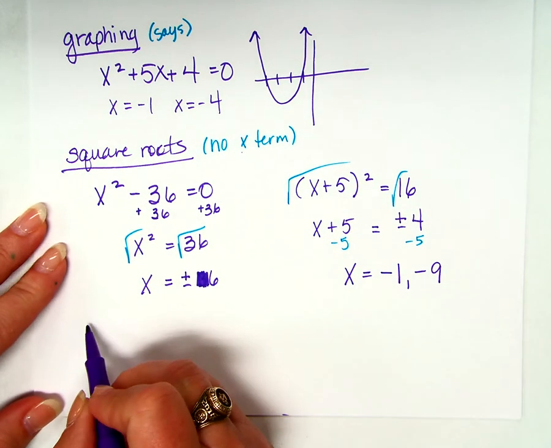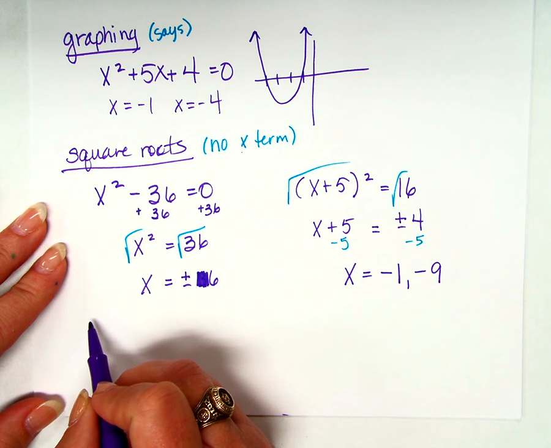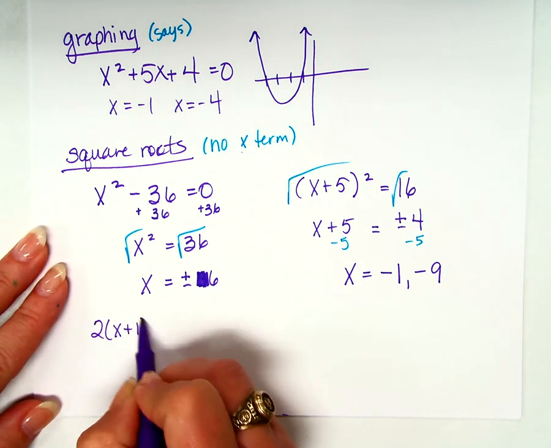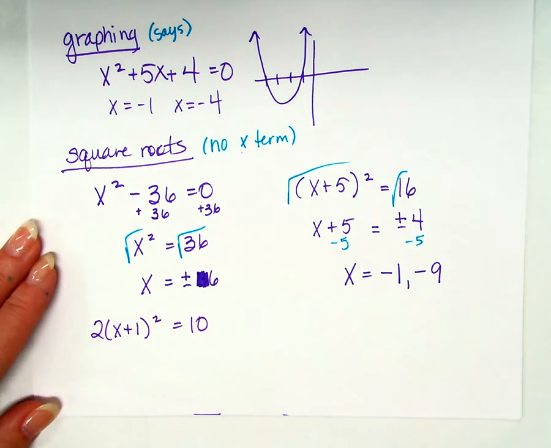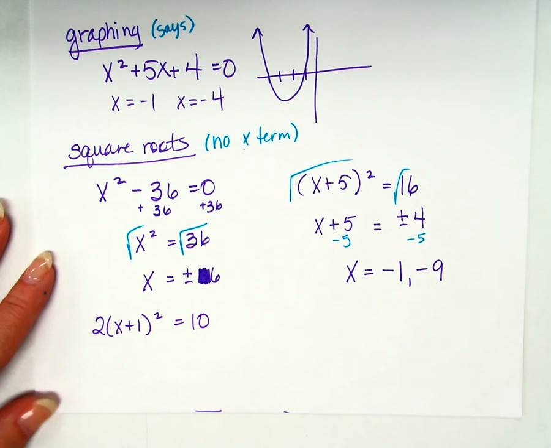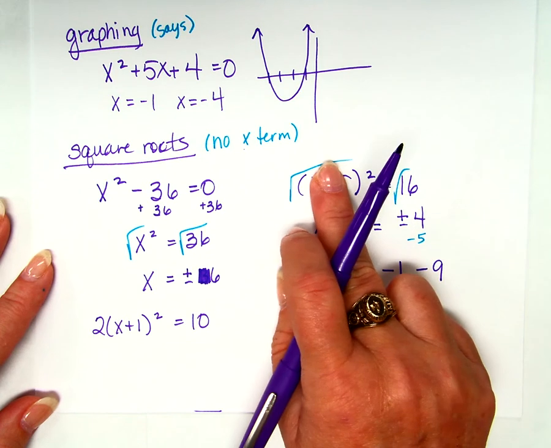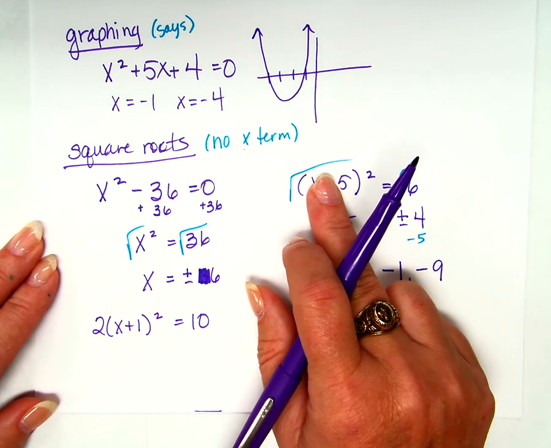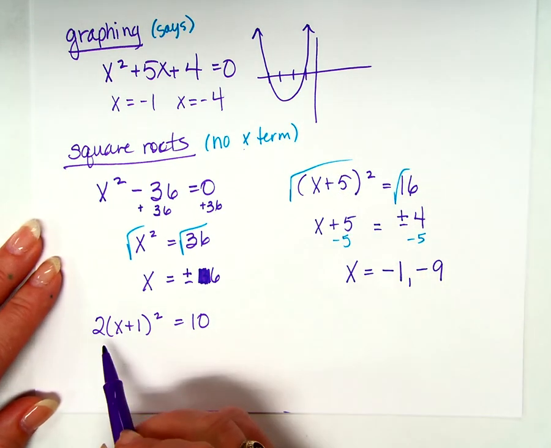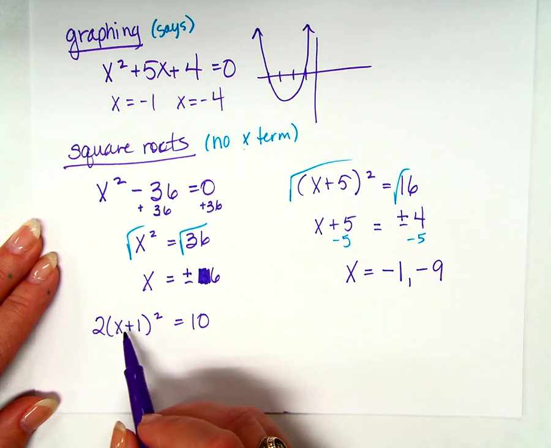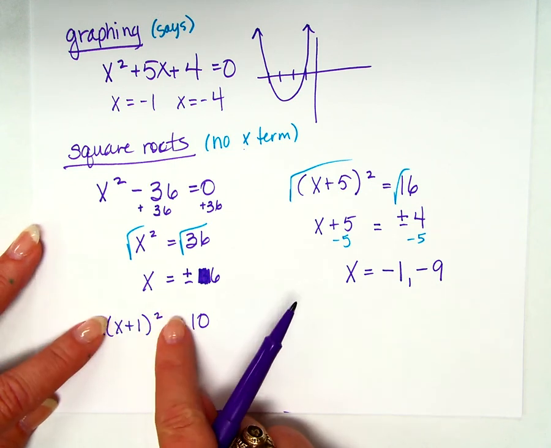Okay. What if it says 2 times x plus 1 squared equals 10? We already decided if it's a squared, I could just isolate that squared and undo it by a square root, right? People last period were trying to distribute this 2 through. Is that what I want to do? Don't I want to isolate this thing being squared?